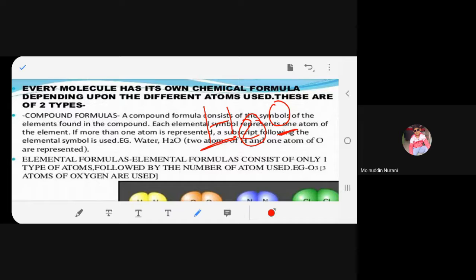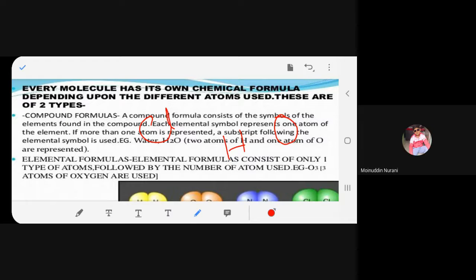Don't worry. Is this clear about the compound formulas, all of you? Yes, ma'am. Okay. Now we talk about the elemental formulas. Now, as you know, element is what? Hydrogen, oxygen, chlorine. You got my point? These are all elements, right, beta?